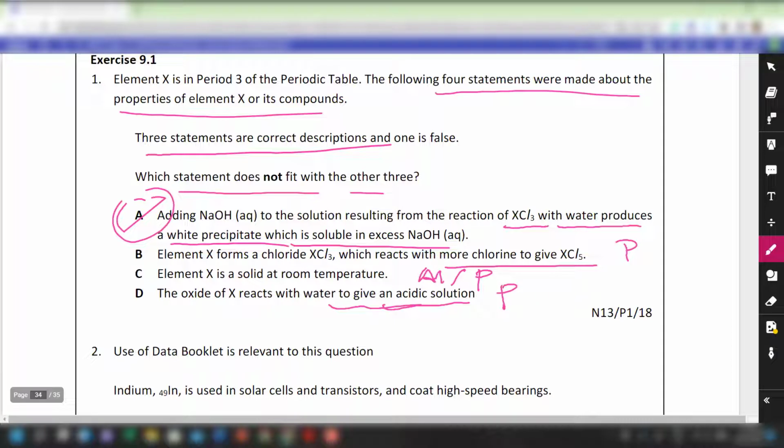Even if you insist that statement A is PCl3, it will not be able to form a white ppt with sodium hydroxide, and it will not be able to form anything when you add excess sodium hydroxide to it. So you will not be able to get that particular observation of white ppt soluble in excess.